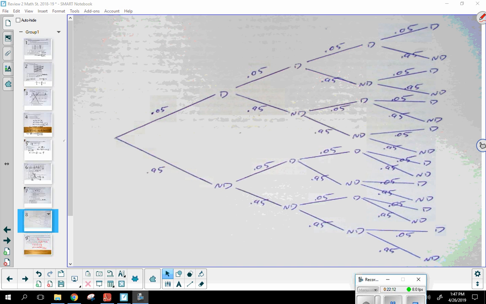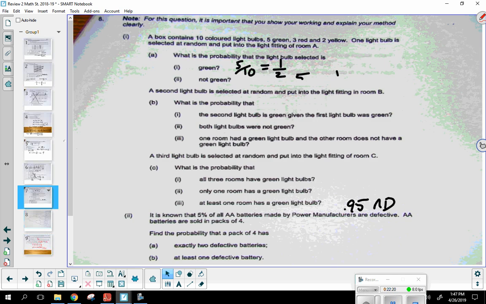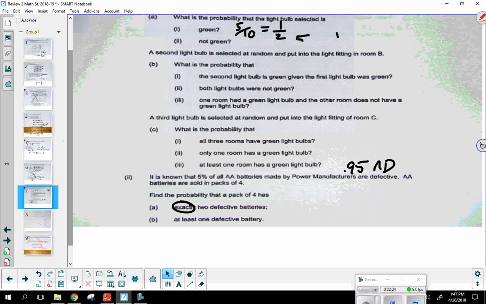Okay. And there are 6 of them. If you go ahead and look through, there are 6. But remember, the question is asking for exactly 2 defective batteries. Well, if there are 2 defective batteries, we know that there are 6 branches where that's going to happen. So what I did was I took the 6 branches, and then I took the 0.05 and the 0.95. I multiplied those together, but then I went ahead and squared those.